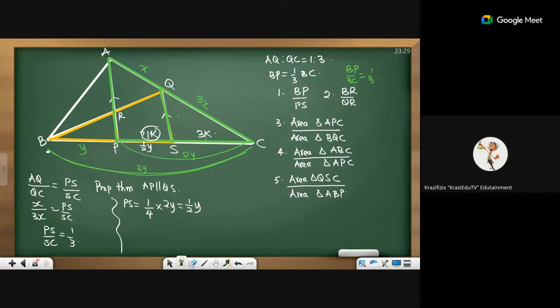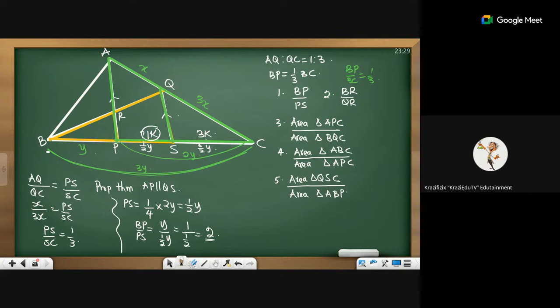The entire length is 2y. What is 2y minus 1/2? That would be 3. Everything now is in terms of Y. I can now walk swiftly with BP over PS. What is BP? Y. What is PS? 1/2 Y. This is 1 over 1/2. Use your calculator. You get 2.